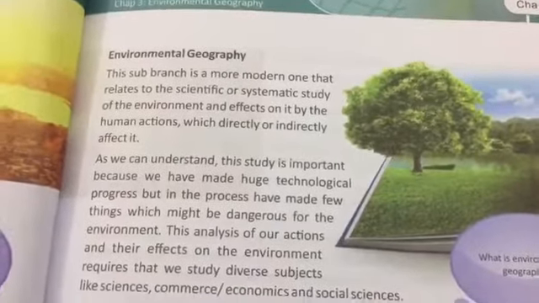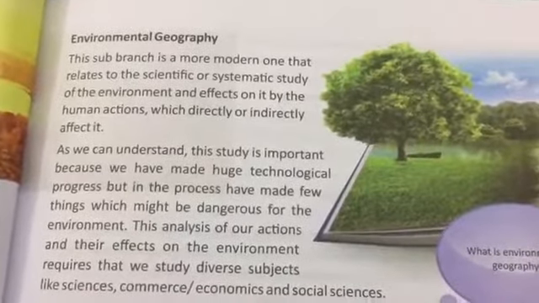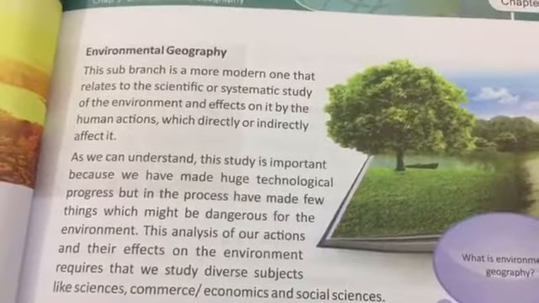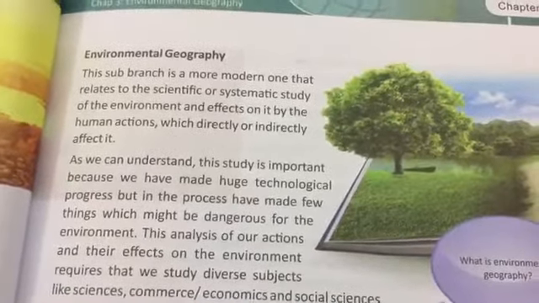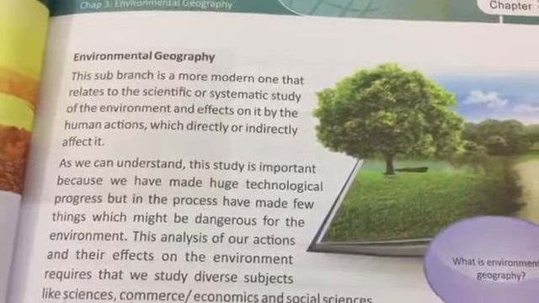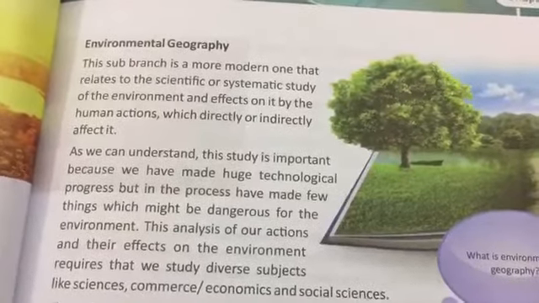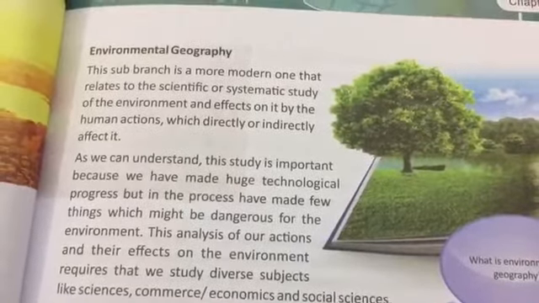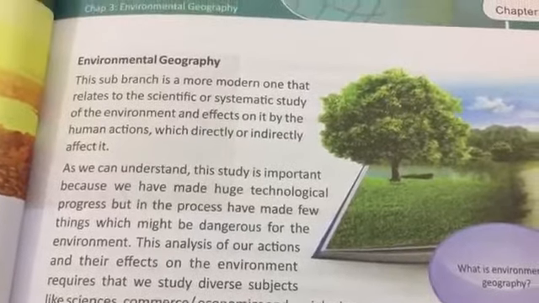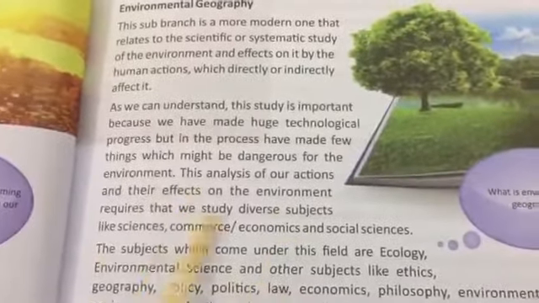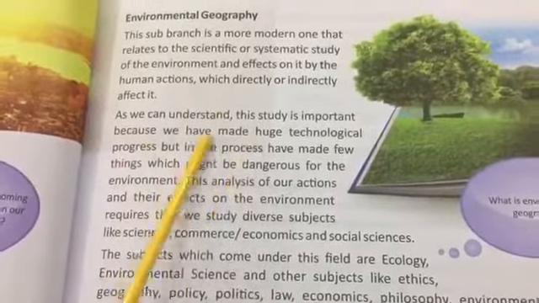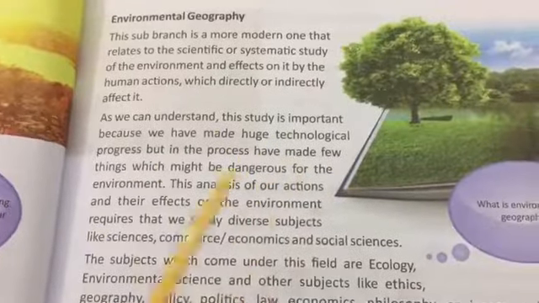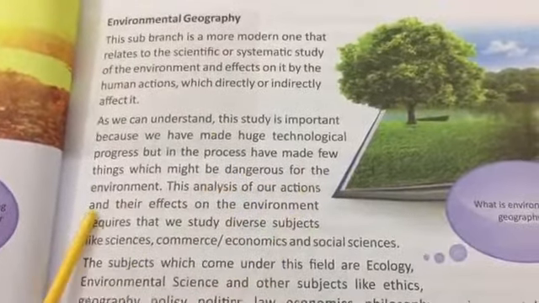Now it is a very common thing that as the human population is increasing, they are in need of more houses. So when they are in need of more houses, they cut down the trees to build more buildings. When they are cutting down the trees, they are doing deforestation, and due to the deforestation, our environment is damaged badly, right? We can understand this study is important because we have made huge technological progress, but this process has made a few things which might be dangerous for the environment, right?